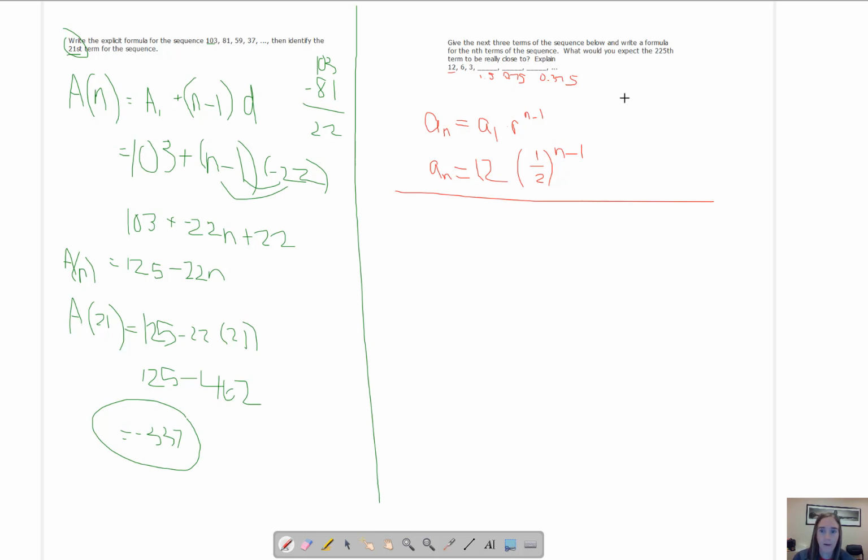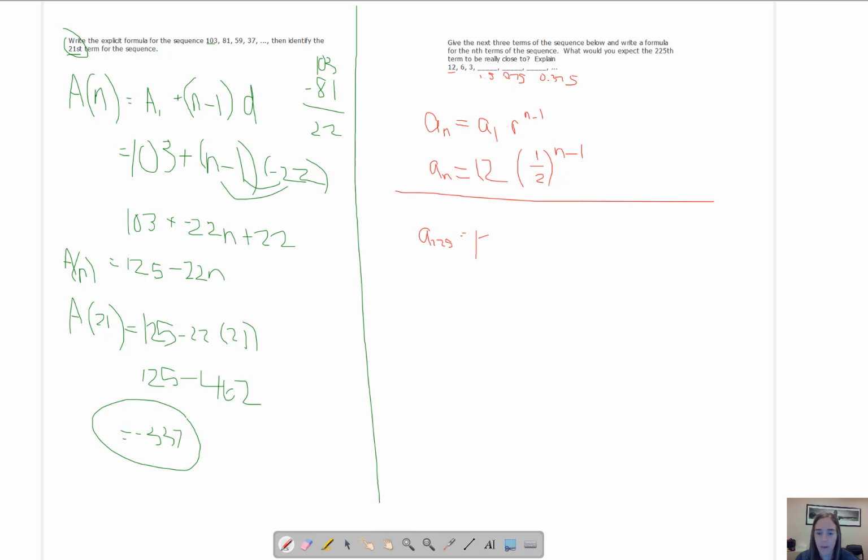So then to find the 225th term, again, you could just divide your terms by 2, or times them by 1/2, 225 times, and you'd get the answer. That's kind of a lot. And as you see, when I put this into the calculator, it's going to be a very, very long decimal. Okay, and so we're looking for the 225th term. That's all that number means, just telling you what term you're looking for.